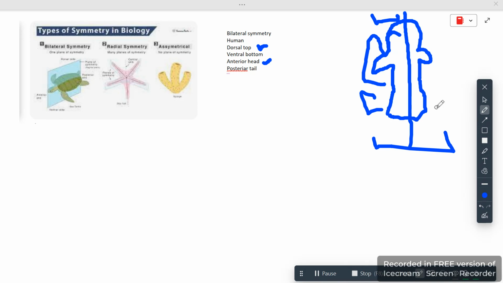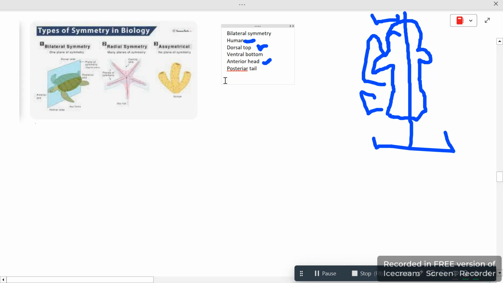Simply, any symmetry means that when we fold it or cut it, the parts could be equal. So bilateral symmetry, the human, is the best example, because if we cut ourselves from head to tail, this would be equal for all the parts from our head to our feet.